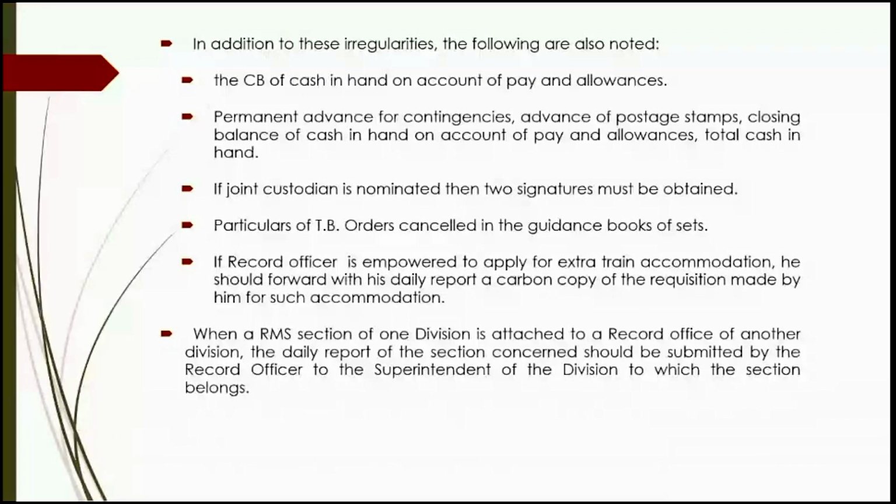Naturally, the train accommodation will be given to the station masters only. If the record officer is empowered, he will address the station master, and the report regarding this requisition will be sent to the superintendent and noted in the daily report. Why? Because it is something out of the ordinary. This is not something ordinary. Whatever is your ordinary requirement, beyond that you are requiring the train accommodation.